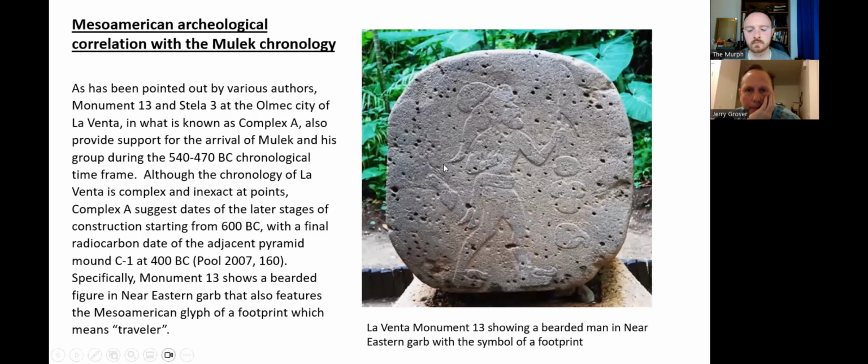This is another stela at La Venta, which archaeologists, at least some, have indicated they think is a foreign leader as well, because it has this Phoenician, Middle East looking headdress, and it has this foot, which means traveler in Mesoamerican languages. Not necessarily Maya, but Aztec and others have it. So some have proposed that this looks like some sort of foreign person. And if you look at the chronology of this stela, it matches the time when Mulek would have been there.